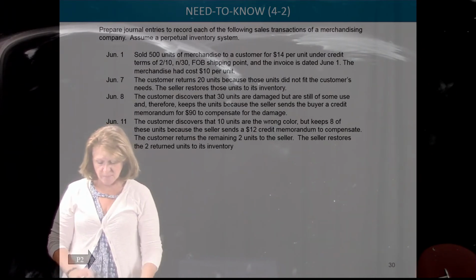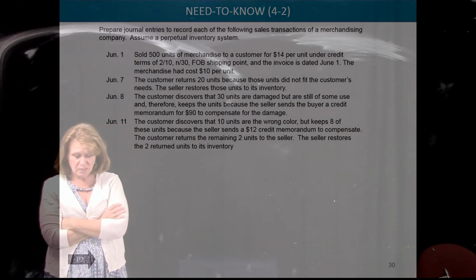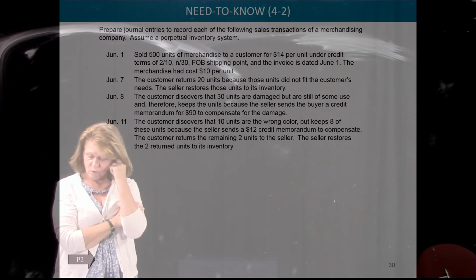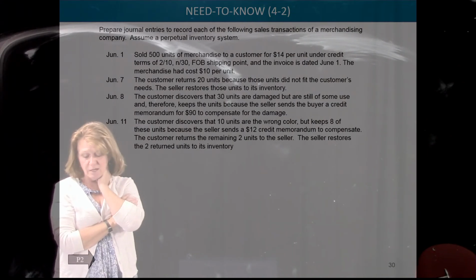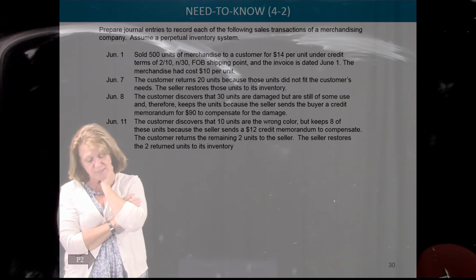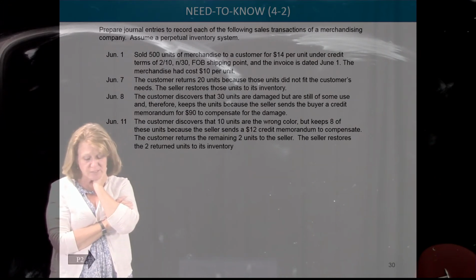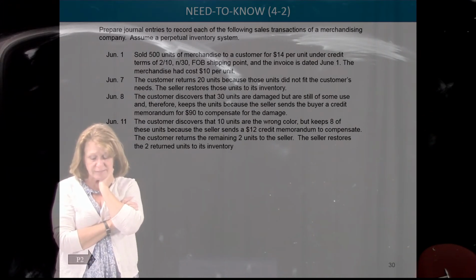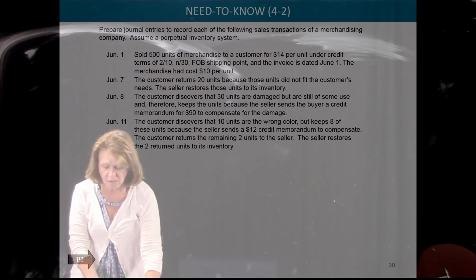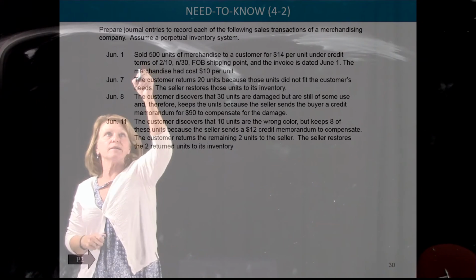So, sold 500 units of merchandise to a customer for $14 per unit under credit terms of 2/10, net 30, FOB shipping point, and the invoice is dated June 1st. The merchandise had cost $10 per unit, and the customer returns 20 units because these did not fit the customer's needs. All right, journal entry 1.